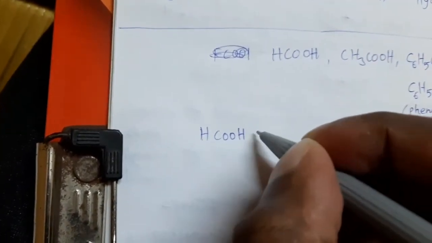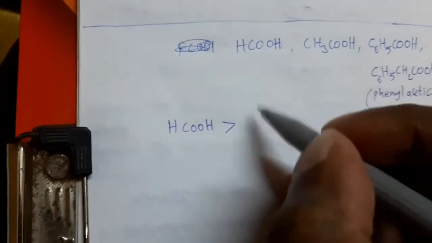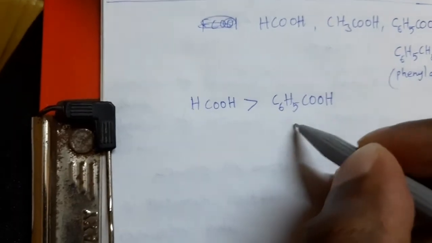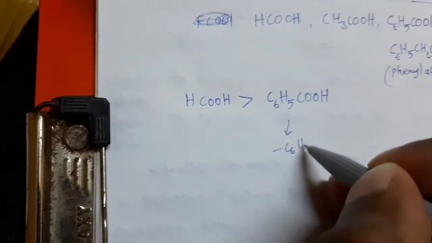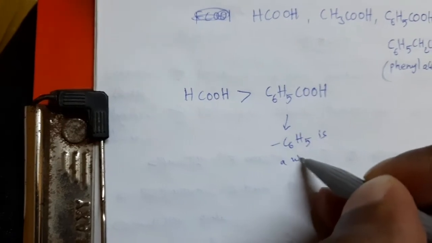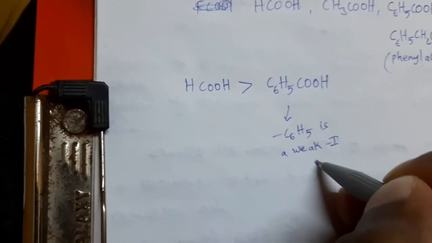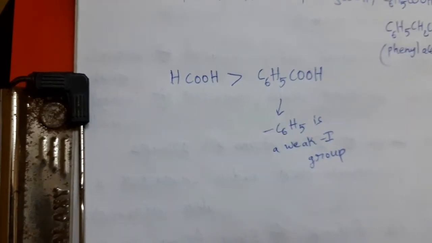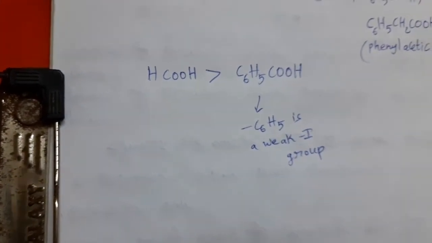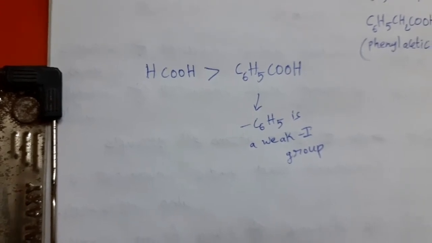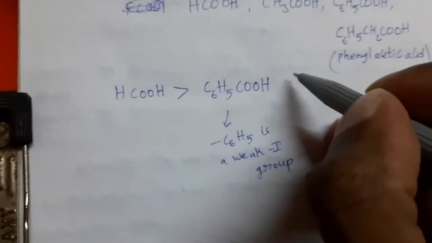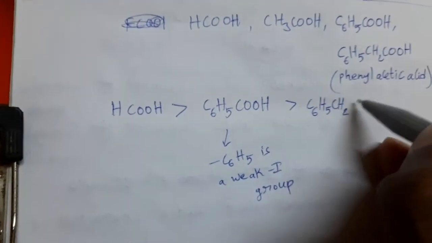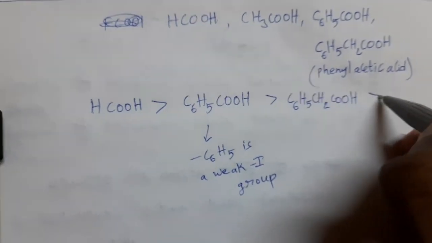HCOOH, formic acid, greater than. Next one is benzoic acid, C6H5COOH. Because in this, C6H5 is a weak minus I group. So it can withdraw electrons from COOH. It can decrease the electron density from the attached COOH group and increases its acidic strength. Next one is C6H5CH2COOH.